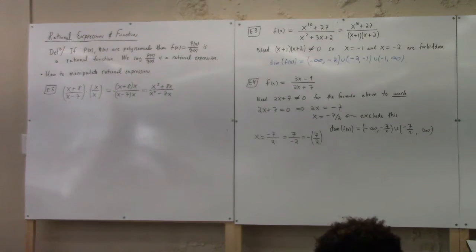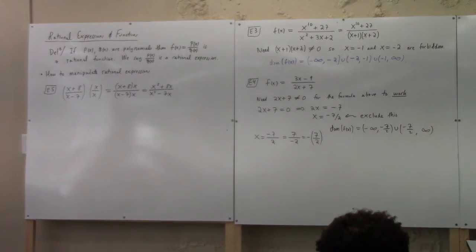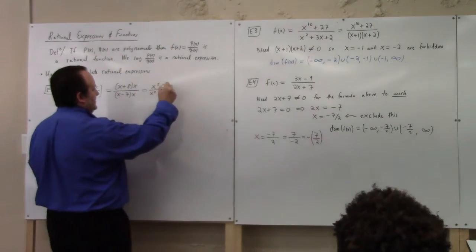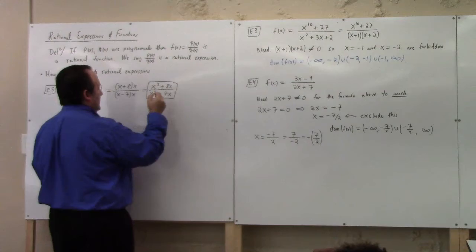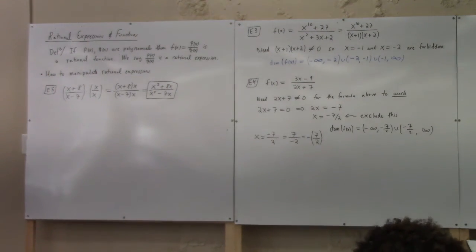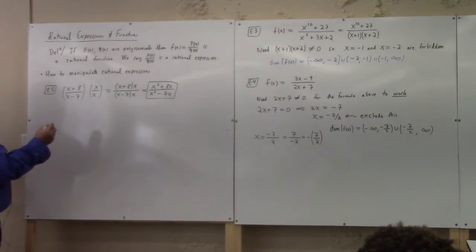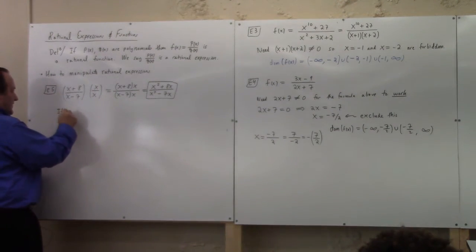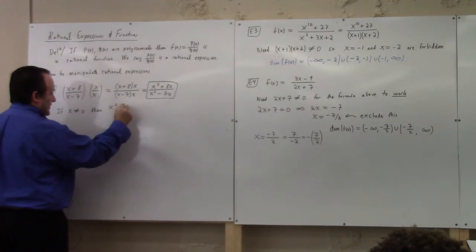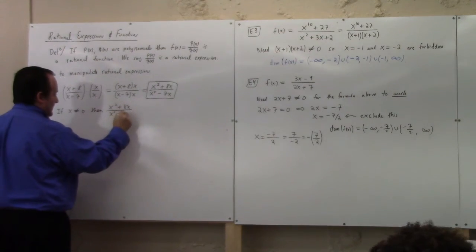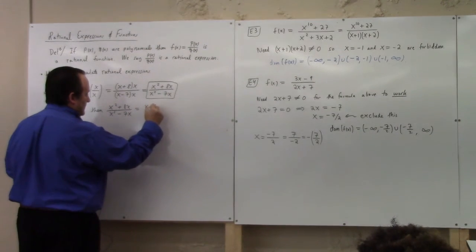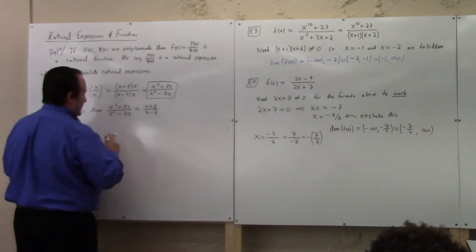Is that the end? Yeah. And this one. Now, the larger point is that these are equal, and I would say this. We can say a little bit more. If x is not equal to 0, then x squared plus 8x over x squared minus 7x is actually equal to what? X plus 8 over x minus 7. I mean, that is true.